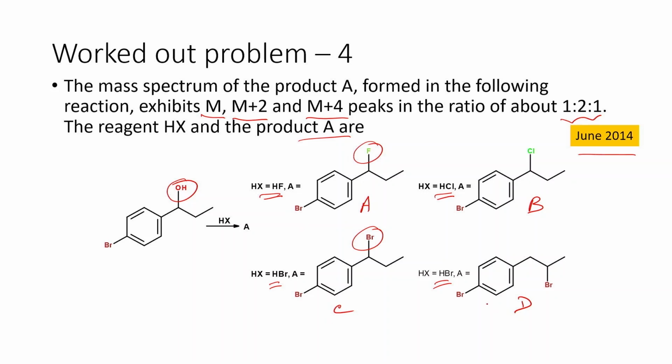But in C and D, both the halogens present are one and the same, that is the bromine atom. And the only difference between C and D is that they are positional isomers. In the first one, the bromine is present at the benzylic position, and in the second one, it is present at the homobenzylic position. Based on that, we are going to find out the ratio of M, M+2, M+4, whether it is 1:2:1 or any other ratio.